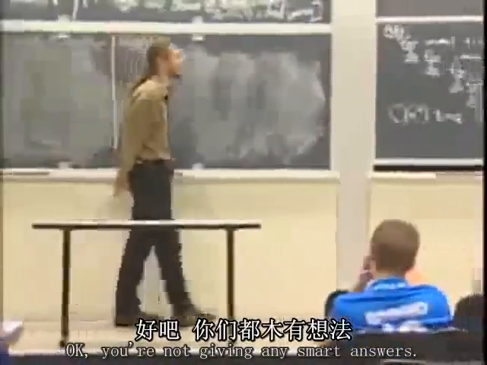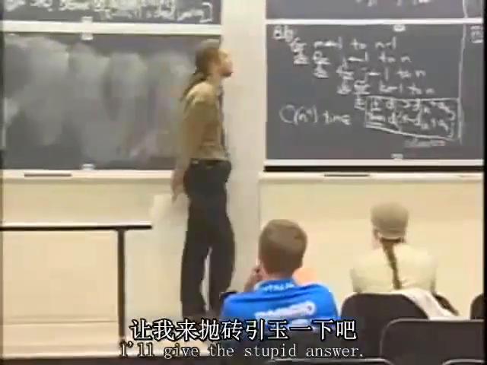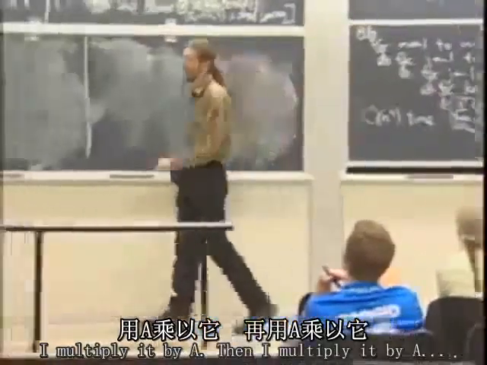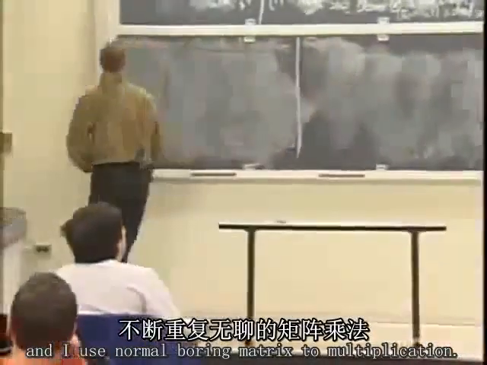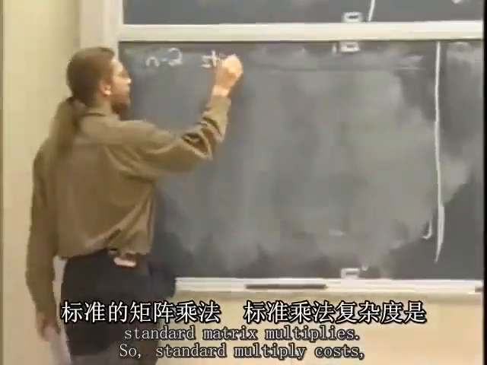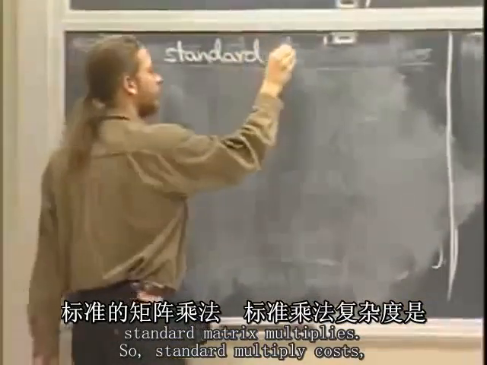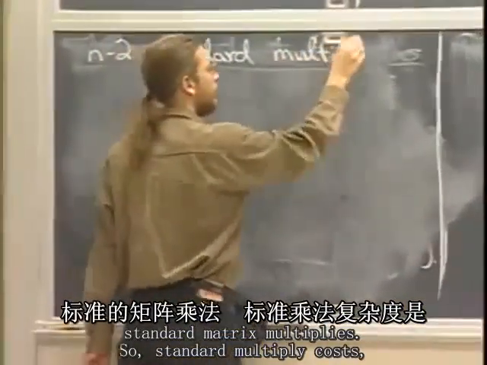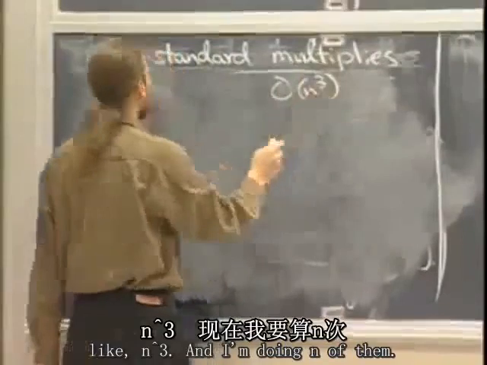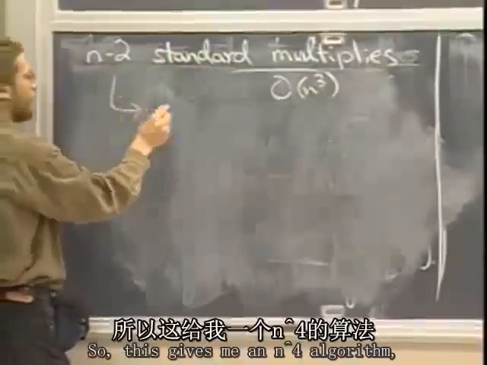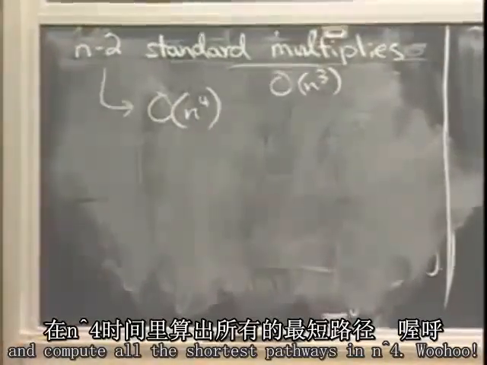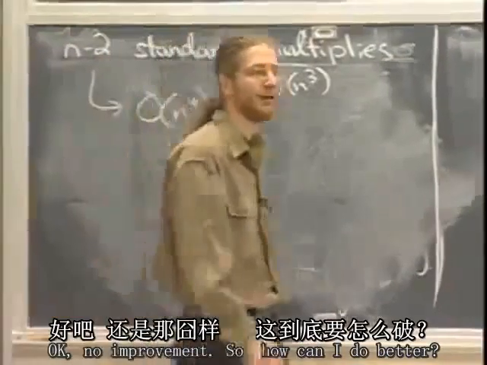Okay, you're not giving any smart answers. I'll give the stupid answer. You could say, well, I take A, I multiply it by A, and then I multiply it by A, and I multiply it by A, and I use normal, boring matrix multiplication. So I do like n minus 2 standard matrix multiplies. A standard multiply costs like n cubed, and I'm doing like n of them. So this gives me an n to the 4th algorithm. I compute all the shortest path weights in n to the 4th. Woohoo! Okay, no improvement. So how could I do better?